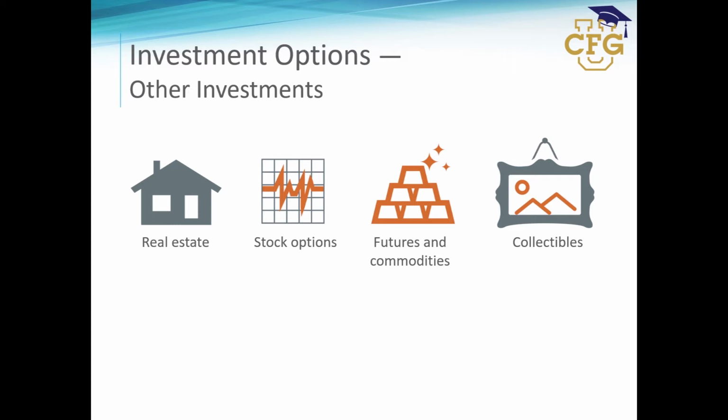So you may hear pork bellies or wheat or sugar or gold, or collectibles such as antiques, fine arts, collector cars, or anything else that may appreciate in value over the years. Because this is a basic investment discussion, we're not going to spend any time on these other types of investments. But if you'd like to discuss them, I'll be happy to discuss them with you later.